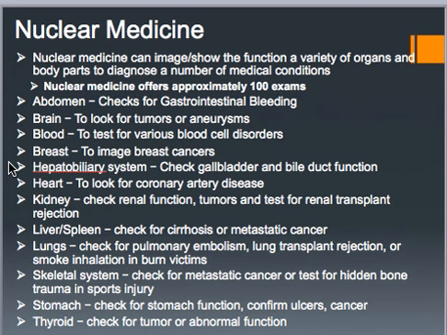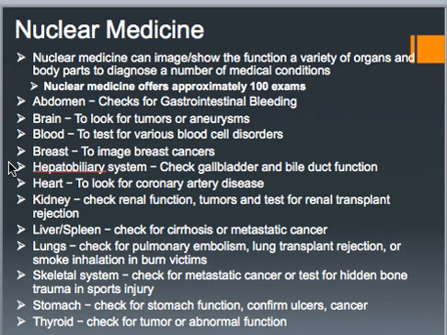We can check the kidneys for renal function, tumors, and test for any kidney transplant rejection. Liver and spleen, they're checking for cirrhosis of the liver or metastatic cancer. Lungs, they might want to look for things like a pulmonary embolism, a PE, lung transplant rejection, or even smoke inhalation in burn victims. The skeletal system, they're using that to check for a lot of metastatic cancers or bone trauma in sports injuries.